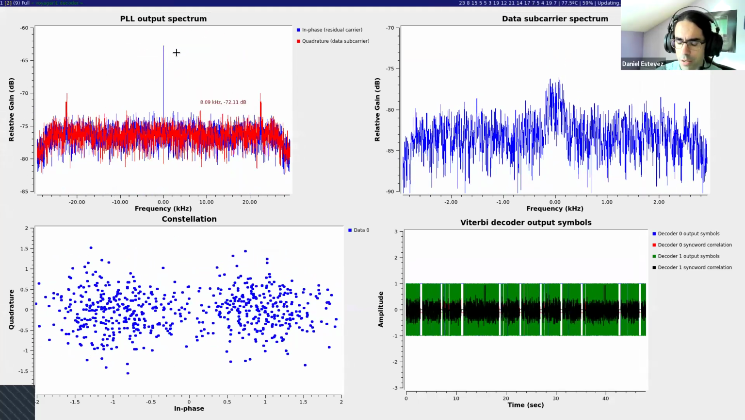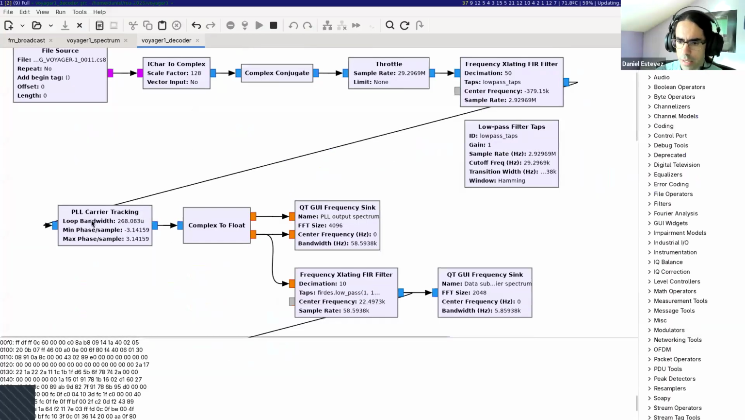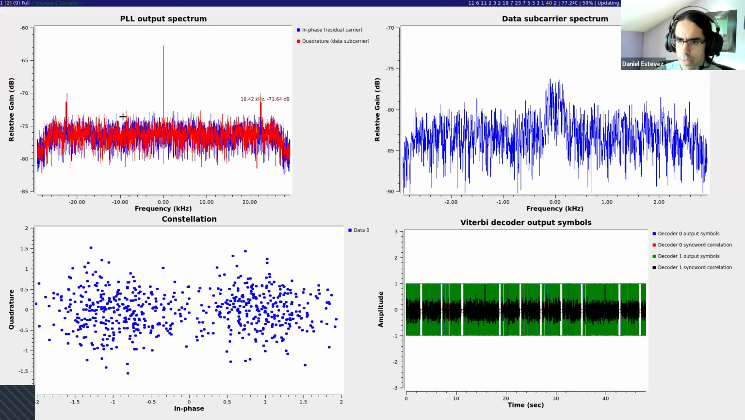That is the reason that we have this PLL, because we want to have the data in the quadrature part and the residual carrier in the in-phase part. And by looking at it with this PLL is how we achieve this thing to be in the quadrature part. This has stopped because the recording has reached the end and I don't have it set to repeat.